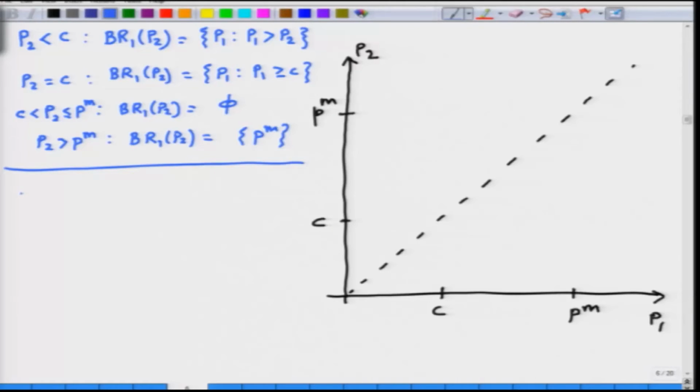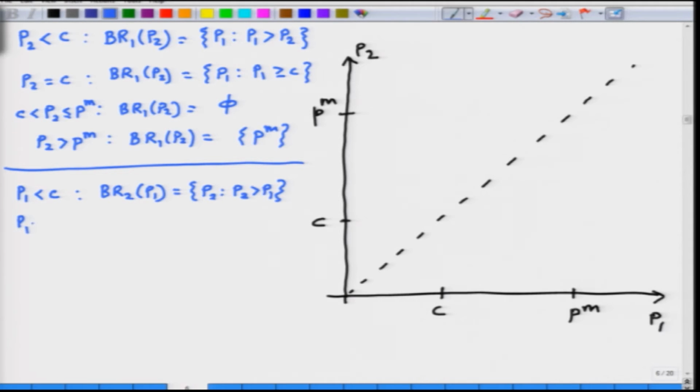If P1 was less than C, the best response for firm 2 to firm 1's choice is to choose a price which is strictly larger than firm 1's price, because this way I am guaranteed that I will not sell anything and my profits are going to be 0. If I choose a price exactly equal to what firm 1 charges, then we split the market and I get half the market share. The problem is the price is now below marginal cost, but my profits therefore are 0. So, the best response for firm 2 is a P2 such that P2 is strictly larger than P1. I want to ensure that I do not sell anything.